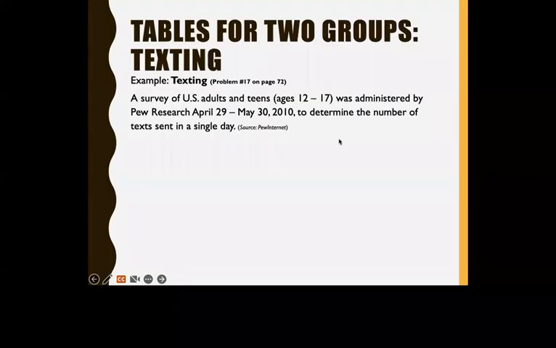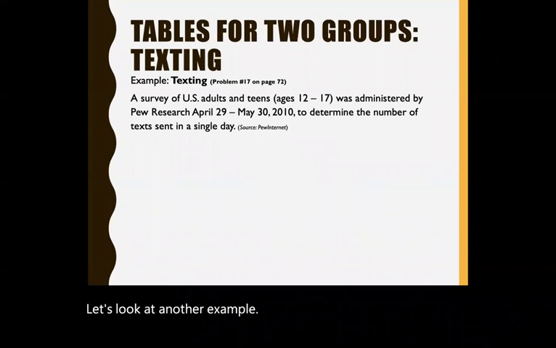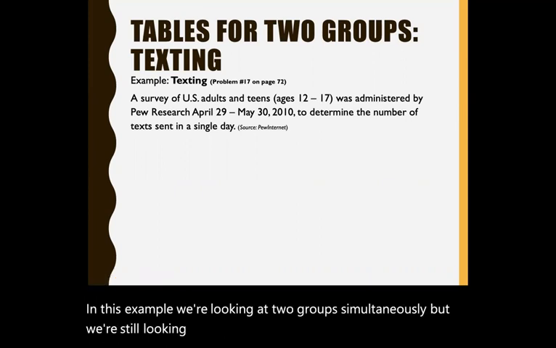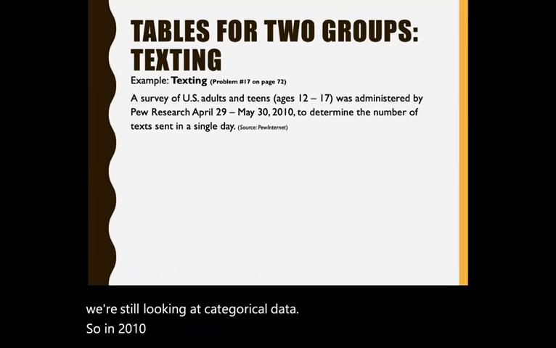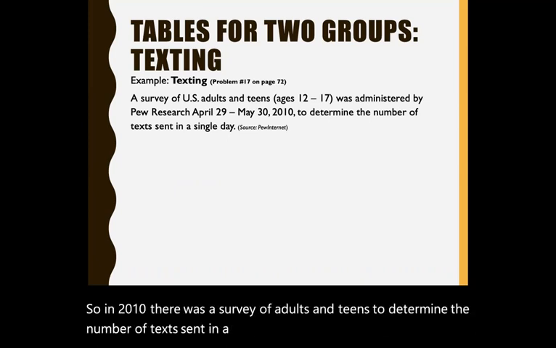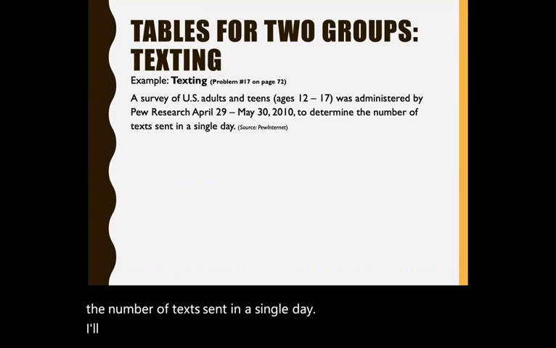Let's look at another example. In this example, we're looking at two groups simultaneously, but we're still looking at categorical data. So in 2010, there was a survey of adults and teens to determine the number of texts sent in a single day. I'll pause here and let you make a hypothesis about who you think texts more.